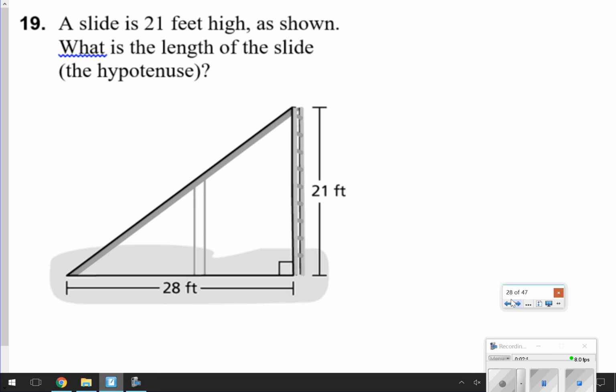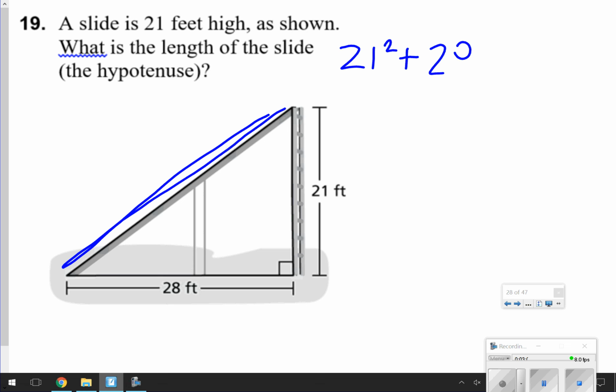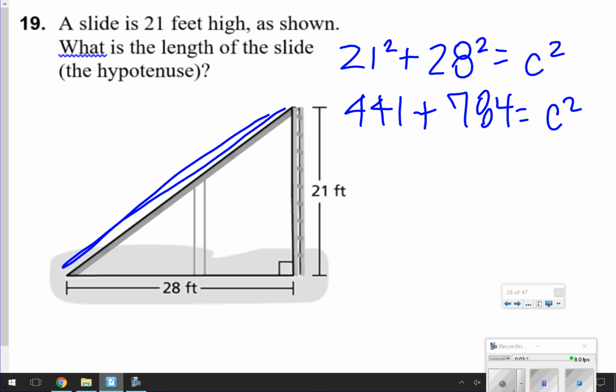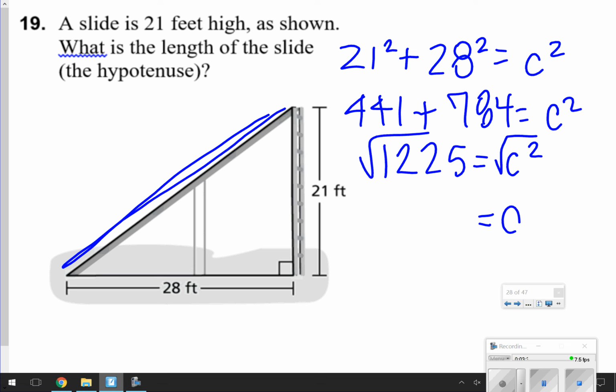Number 19. This one again, you're trying to find this length, which is the hypotenuse. So again, 21 squared plus 28 squared is equal to c squared. 21 times 21 is 441. 28 times 28 is 784. We're going to add 784 and 441 together to get 1,225. And then again, just finding the square root of each side so that we can get c by itself. The square root of 1,225 is 35.